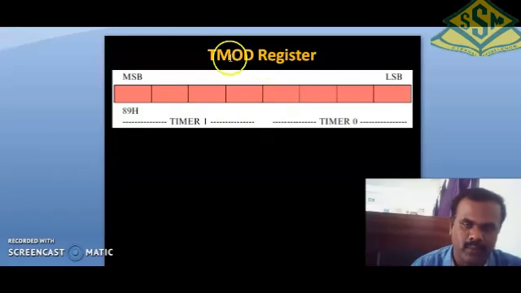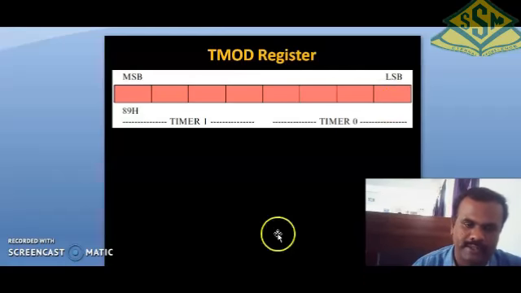The timer mode register is an 8-bit register, counted as 1, 2, 3, 4, 5, 6, 7 and 8. The 8 boxes are divided into two halves. Four boxes belong to timer 0, and the other 4 boxes belong to timer 1. The upper 4 boxes are for timer 1 and the last 4 boxes are for timer 0. The lowest bit position is the LSB, and the highest bit position is the MSB. For an example, we are choosing the value 04.